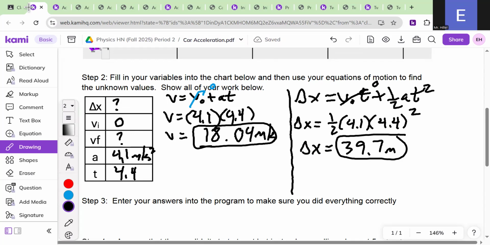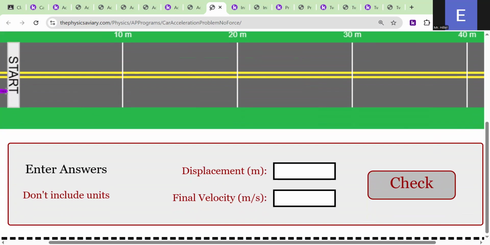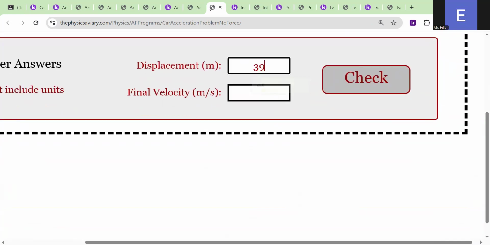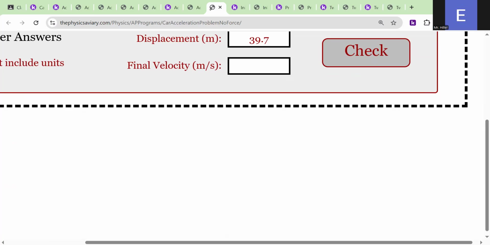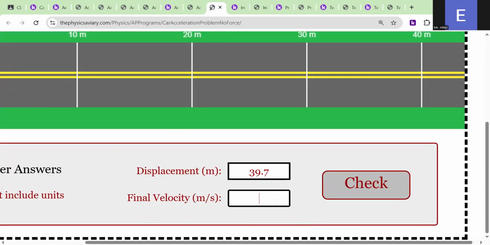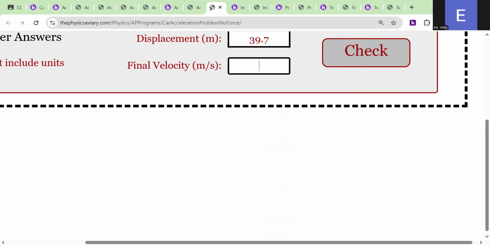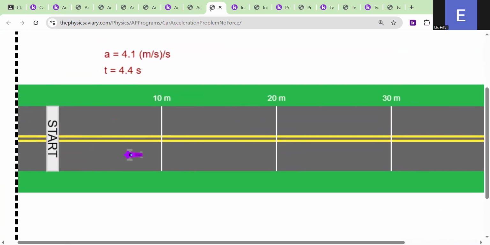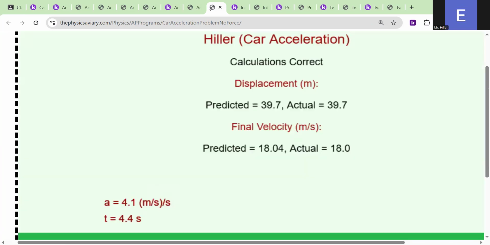All right, second time's the charm, right? Let's see. 39.7 meters and 18.04. There we go. Okay, I got it this time. So sometimes you're going to make mistakes. Obviously, I did too. It happens. Okay, just be prepared to go back and try it again. Maybe you missed a calculation. I probably just missed a calculation last time. That certainly does happen. Okay, now on to question 6.